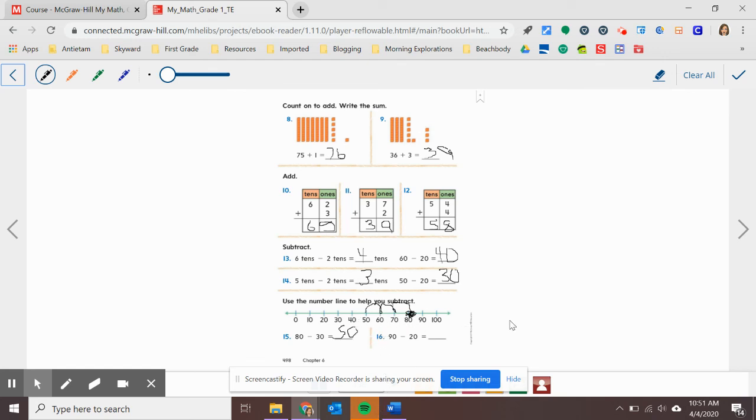And now, first grade, your independent work for the day is super simple because all I want you to do is do number 16 all by yourself. Okay, so you're going to figure out using your number line, what is 90 minus 20? Figure out what that 90 minus 20 is using your number line or using your fingers and counting back. Figure it out, and I will see you tomorrow for math.